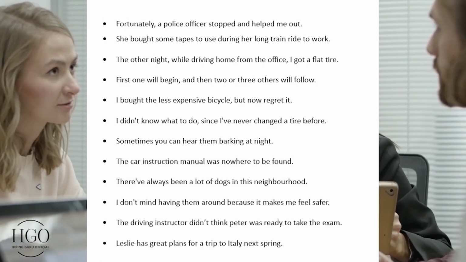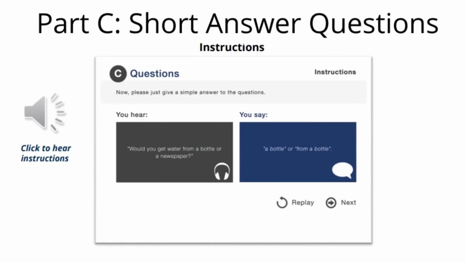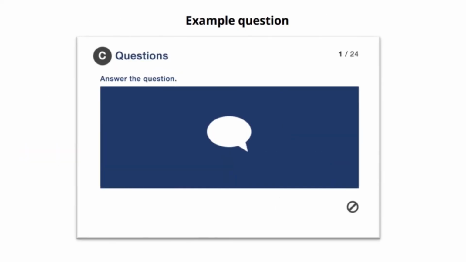Let's move on to our next section, Part C, Short Answer Question. You will hear a short question and you need to answer with a single word or a single phrase. For example, what will say, would you get water from a bottle or a newspaper? And you answer, from a bottle. Remember, you just need to say only one word and do not repeat the entire sentence.